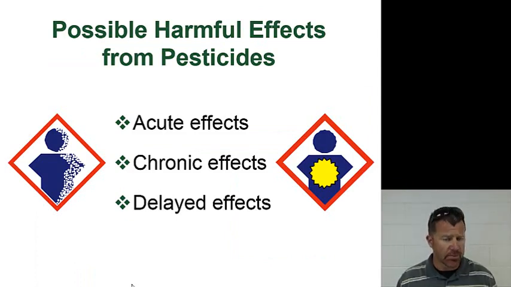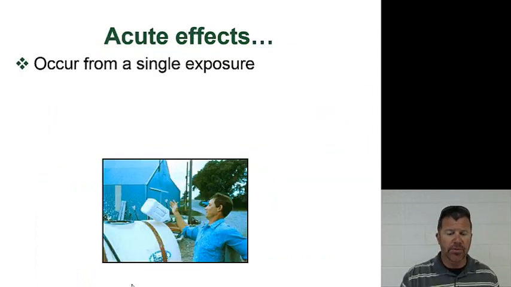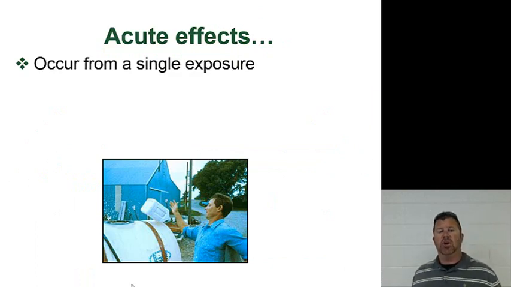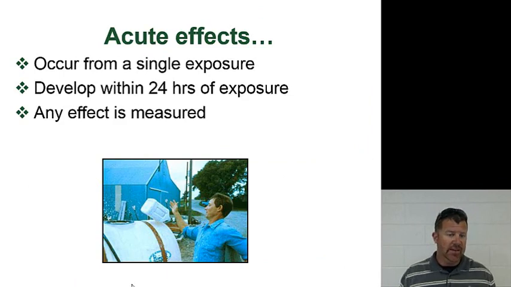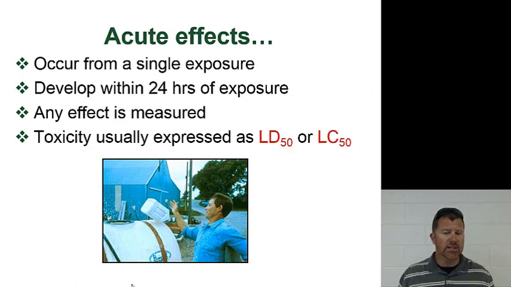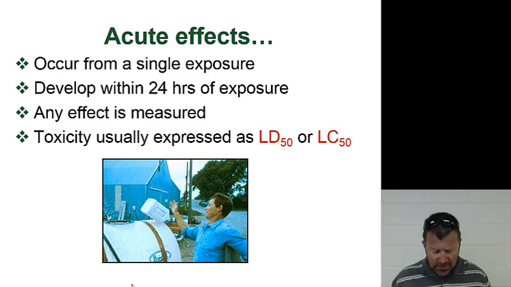Possible harmful effects from pesticides. You can have acute effects, you can have chronic effects, and you can have delayed effects. Acute effects occur from a single exposure. You can see here, he's dropped the pesticide container, and it's on him. It develops within 24 hours of exposure, and any effect is measured. The toxicity is usually expressed as LD50 or LC50, and we're going to talk about that a little bit more.